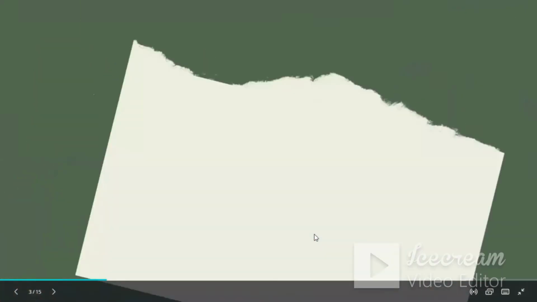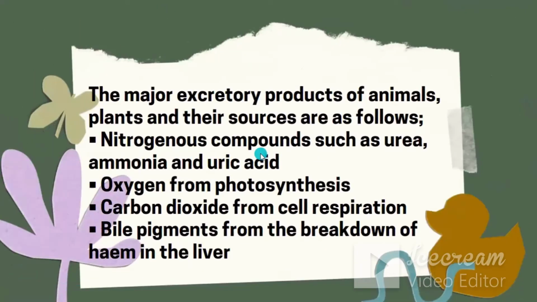As organisms, we have different types of excretory product. We have urea. Some animals release ammonia. Some animals release uric acid. These are the nitrogenous compounds that animals release as excretory product. Plants release oxygen. From respiration, we release carbon dioxide, and from the liver, bile pigments.